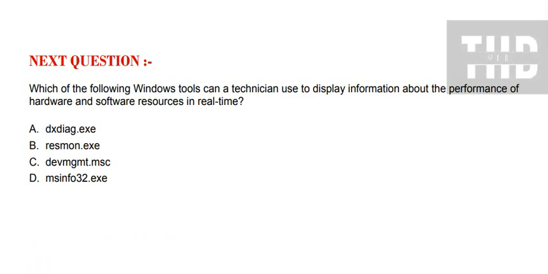Next question is, which of the following Windows tools can a technician use to display information about the performance of hardware and software resources in real time? And the options are option A dxdiag.exe, option B resman.exe, option C devmgmt.msc and option D msinfo32.exe. The correct option is option B.